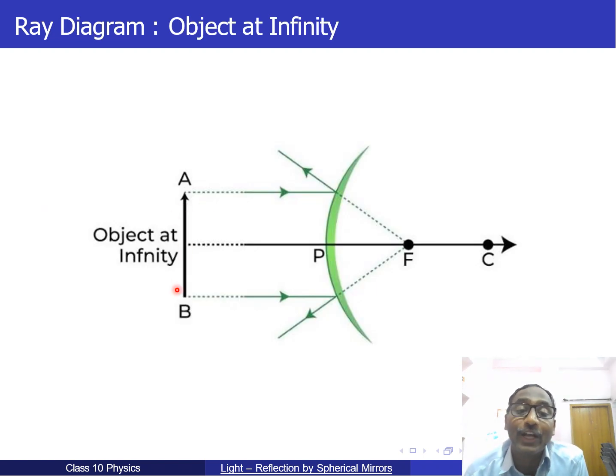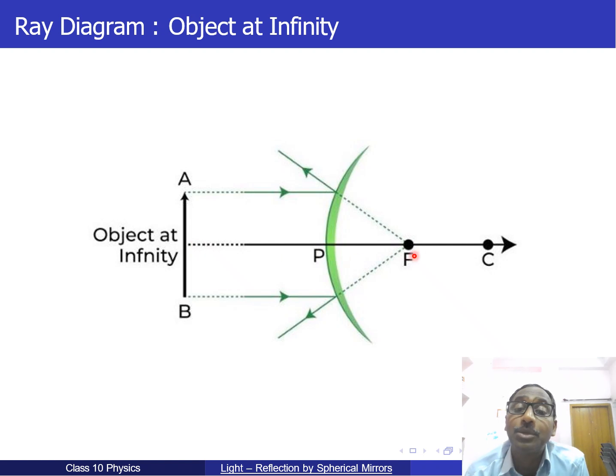See, this is the diagram. Object we have taken at infinity. At a longer distance we have taken the object AB. This is the parallel ray coming from the object. When it falls on the convex mirror, it will reflect. How is it getting reflected? It is diverging. Diverging means it is going away from the principal axis.